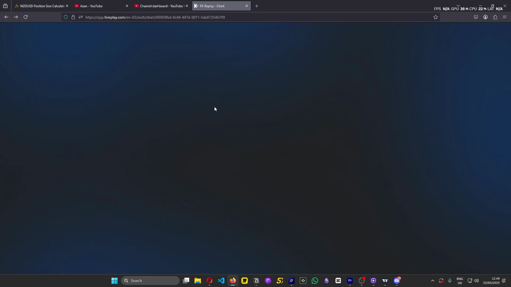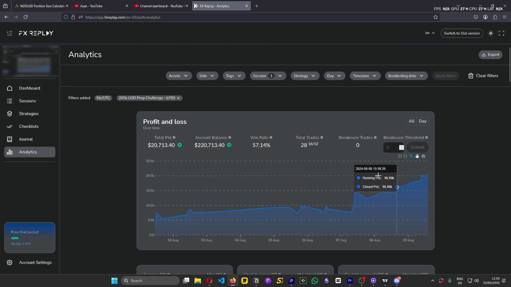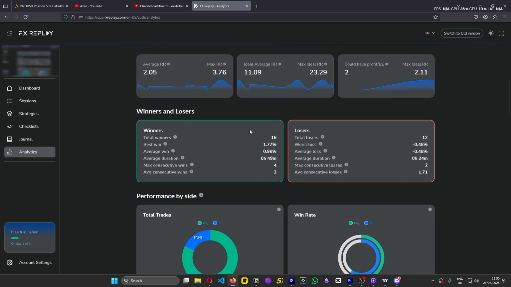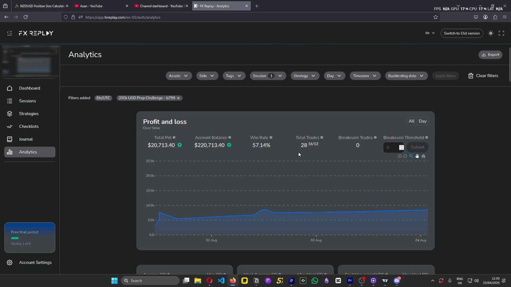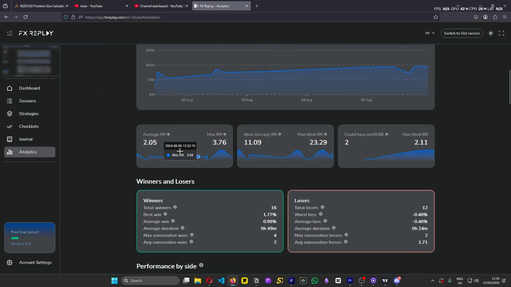But so far, let's look at the stats. Alright, so right now, as for the stats for the first week, it was actually a bit over a week because it started off over here. So in about a week and 2 days, risking 0.5% with 28 trades, I managed to make a profit gain of 10% in the month of August with a win rate of 57%, which is pretty impressive. And an average risk to reward of 2.05, and my max risk to reward was 3.75, which is very nice.